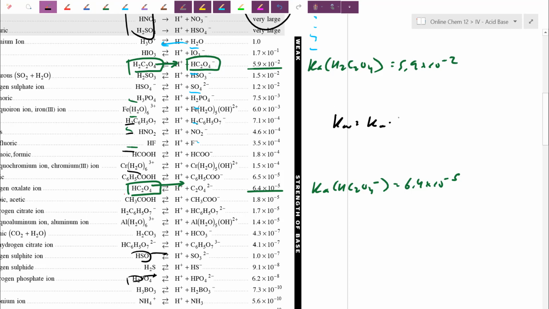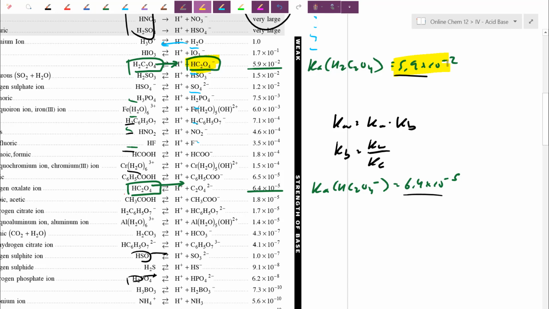I knew my expression. Kw is equal to Ka times Kb, so therefore I can rearrange it. Good. Kb is equal to Kw divided by Ka. The question is, which Ka am I supposed to divide? The Ka of my partner or the Ka of me, myself? Remember when we derived it, it's pretty much the base. When you find it, I want to look for it on the base side, and the Ka I'm going to divide is the Ka of my partner.